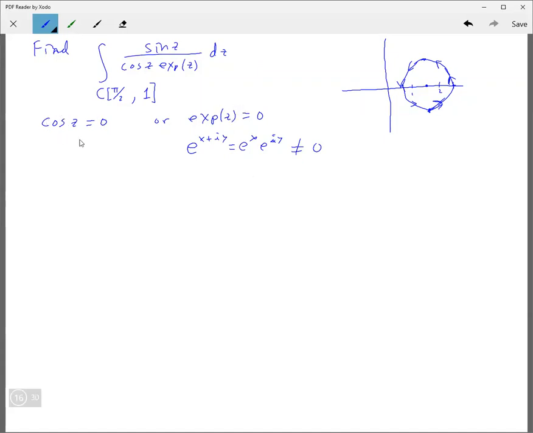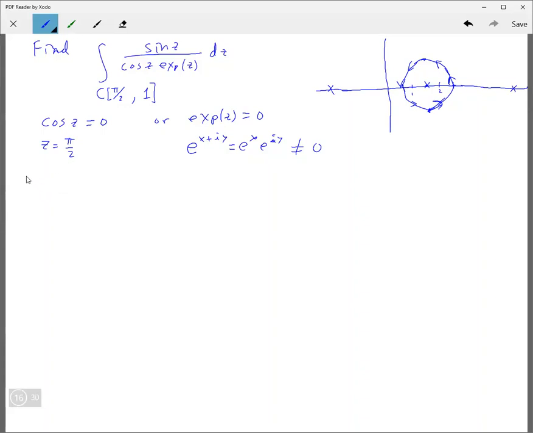So where's cosine 0? Pi over 2. Yeah, pi over 2. So it's a singularity right here. And then it's also 0 when you come over here to negative pi over 2, right? And then another one over here at 3 pi over 2. But we don't have to worry about those ones because those are outside the circle. So it's only this one right here.